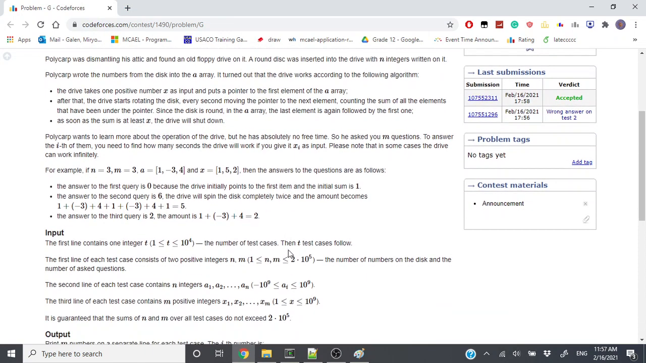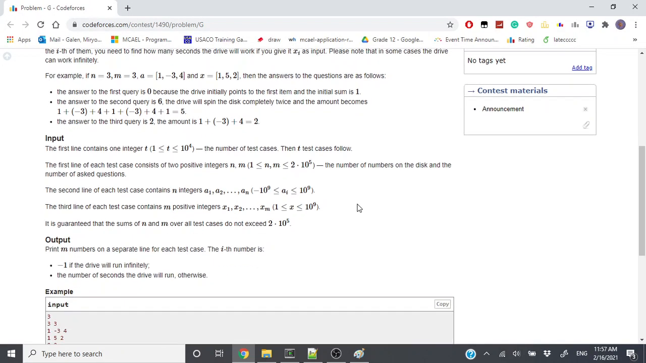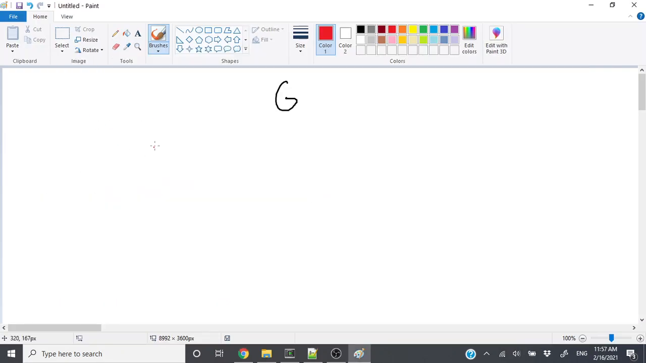And the way this will work is, alright, this one's the most annoying. So we have a circular disk. So for example, let's take this: 1, negative 3, and 4. And what we're going to do is pick some target value X.